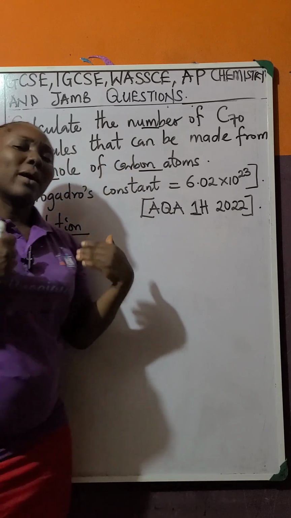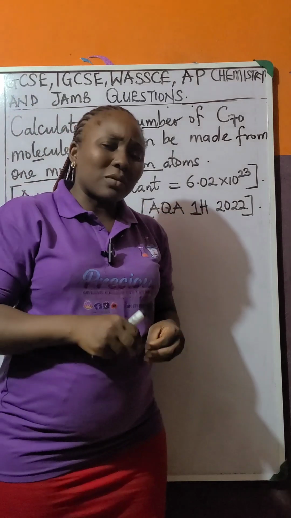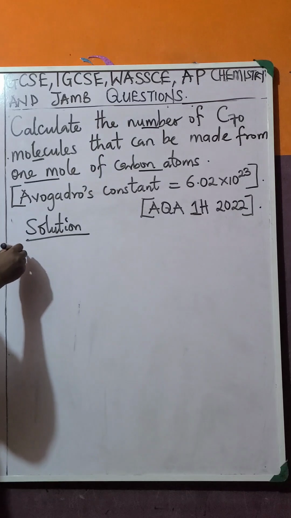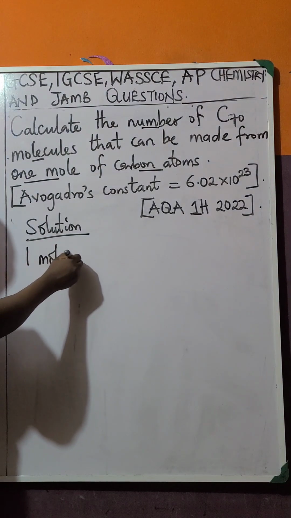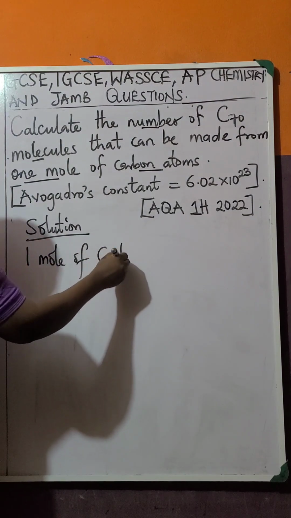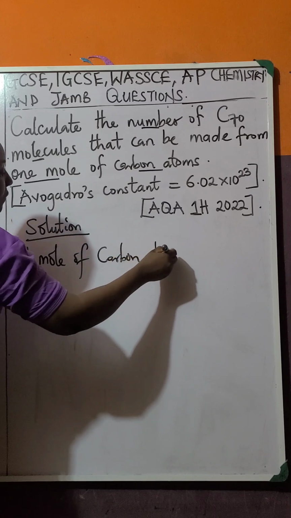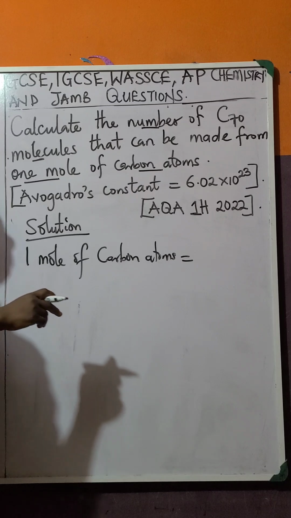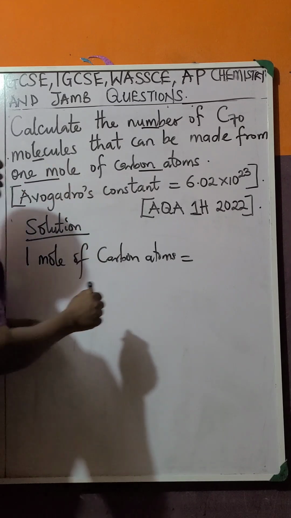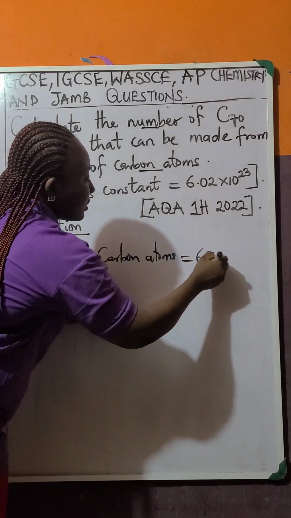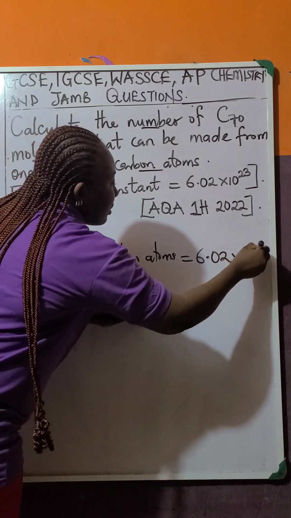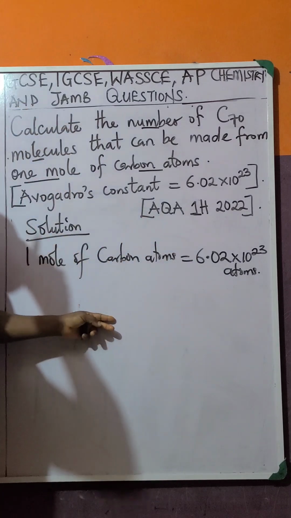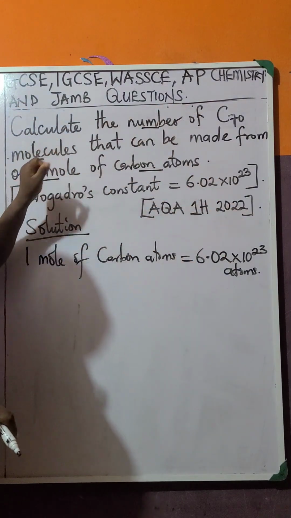So number of C70 molecules that can be made from 1 mole of carbon atoms. First of all, you ask yourself, how many atoms are in that 1 mole of carbon atoms? We say that 1 mole of carbon atoms contains the Avogadro's constant, because the Avogadro's constant is for 1 mole of any particle. So it contains 6.02 times 10 raised to the power 23 atoms.